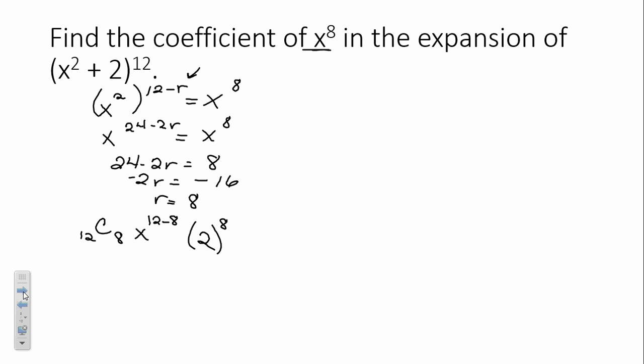So now we work it out. 12 factorial divided by 12 minus 8 times 8 factorial. We'll have x to the 8th and then 2 to the 8th. 2 to the 8th is 256, right?